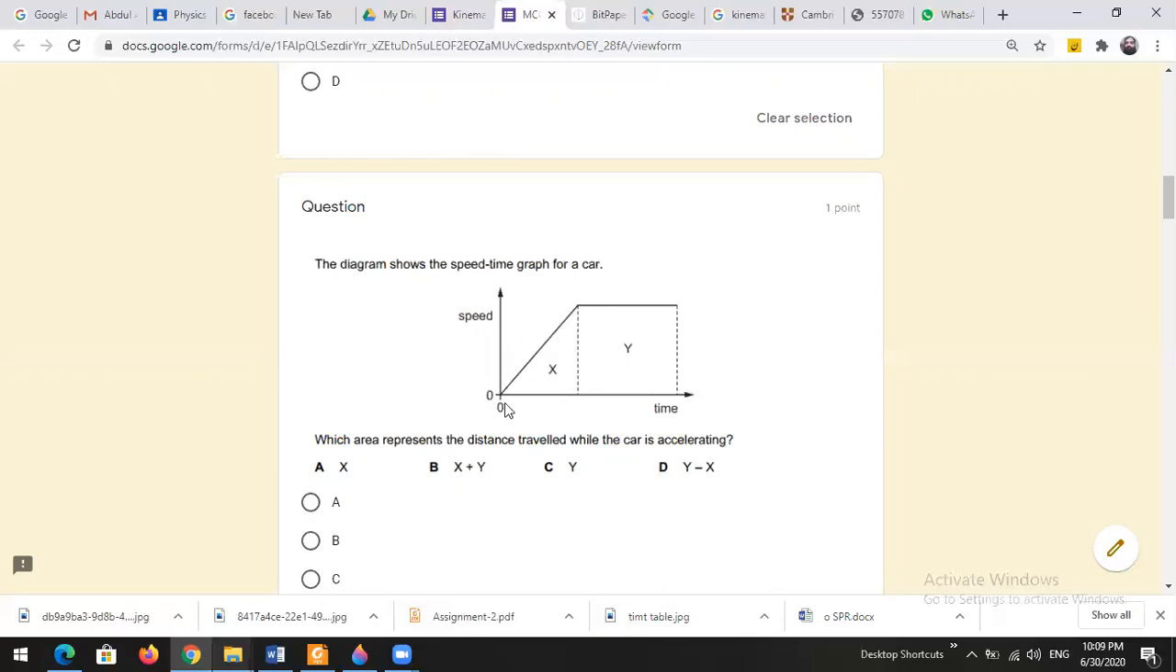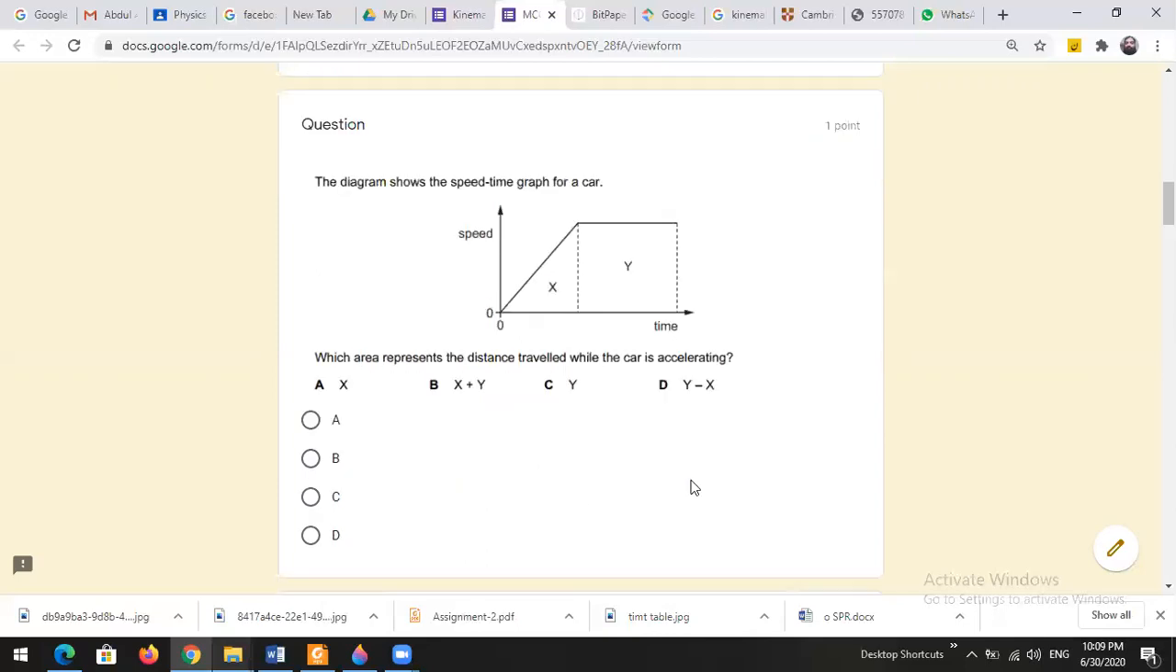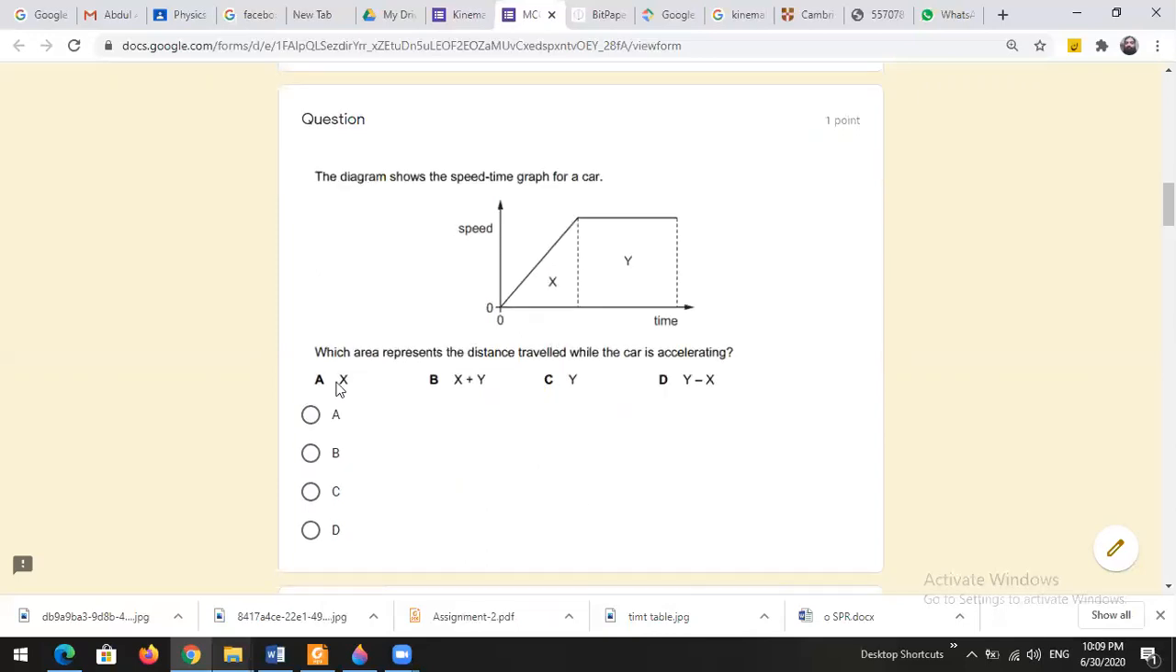It means here speed is increasing at a constant rate. It means it is accelerating at X. So the area under this will give you the distance traveled by the car while accelerating. So option X is correct. That is why I've chosen A.